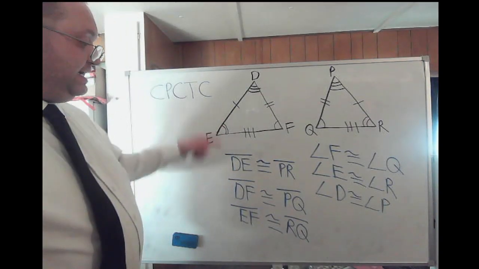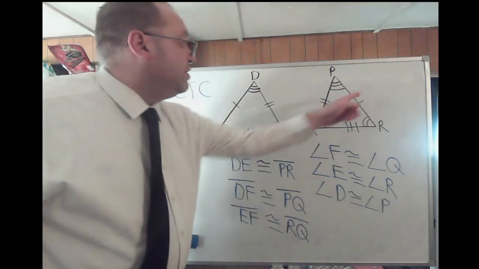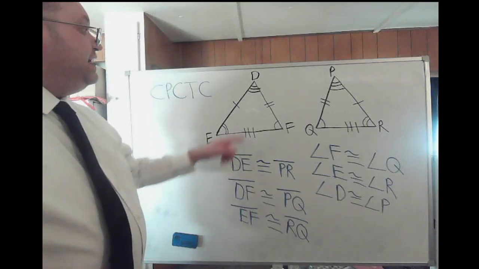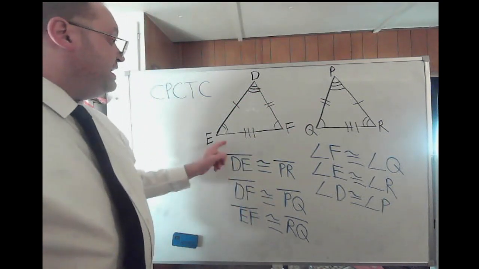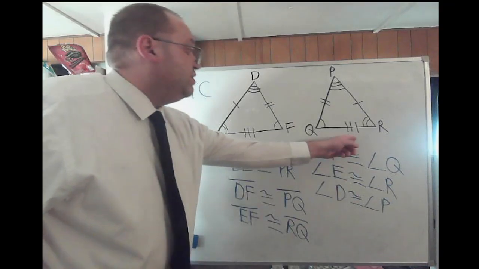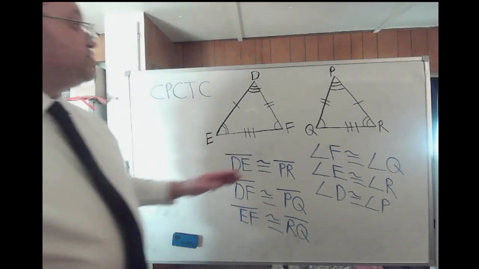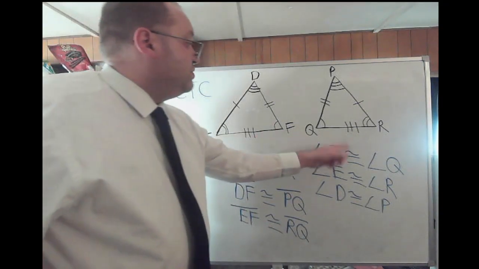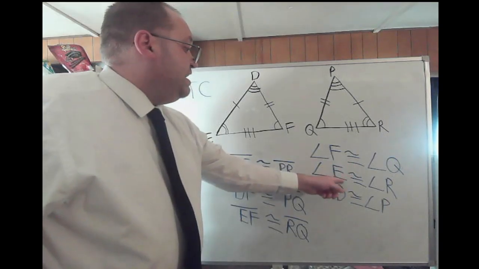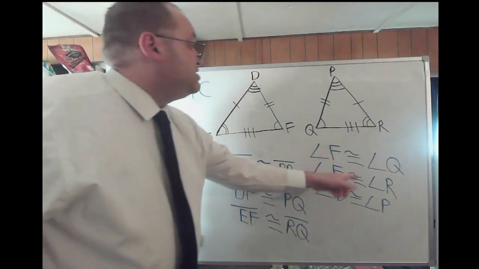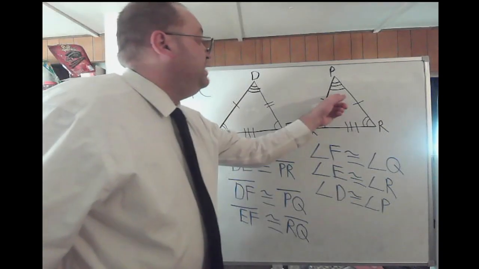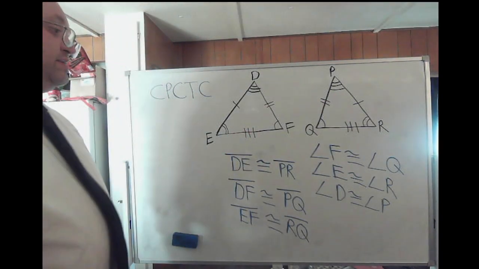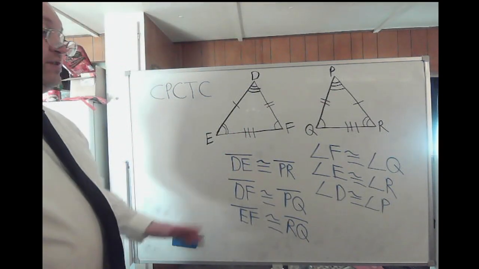So we've identified congruent sides. We got DE is congruent to PR. We got DF is congruent to PQ. And then we got EF is congruent to RQ. For angles, we have angle F is congruent to angle Q. We have angle E is congruent to angle R. Then we have angle D is congruent to angle P. So we've identified sides and angles.